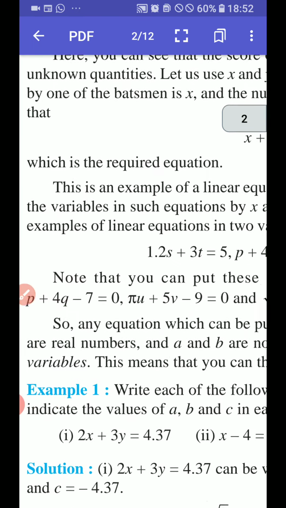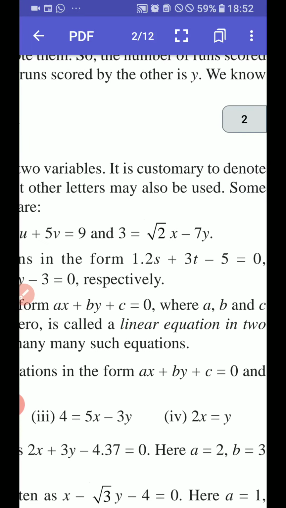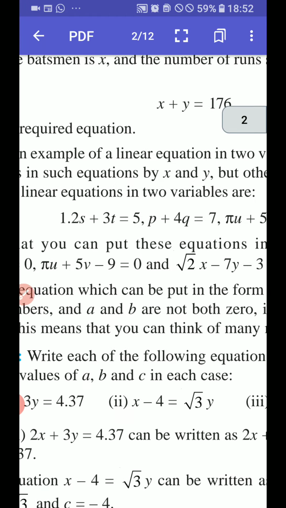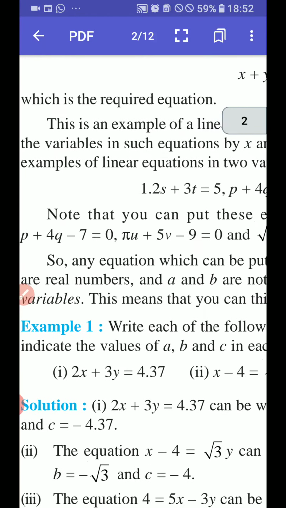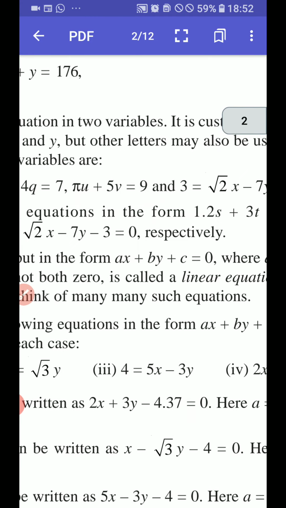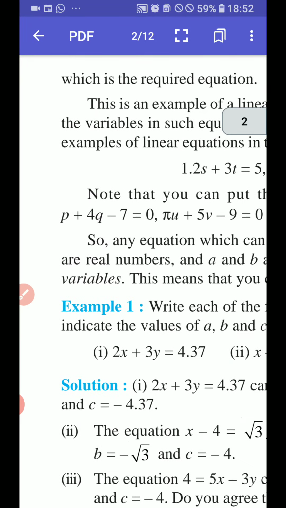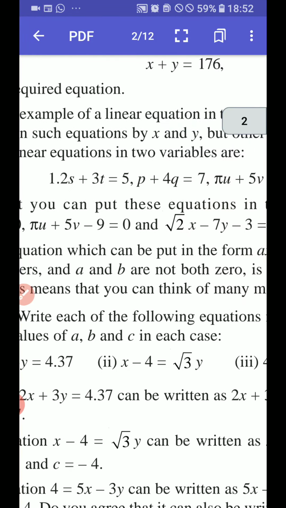Which is the required equation. This is an example of the linear equation in two variables. It is customary to denote the variables in such equations by x and y, but other letters may also be used.